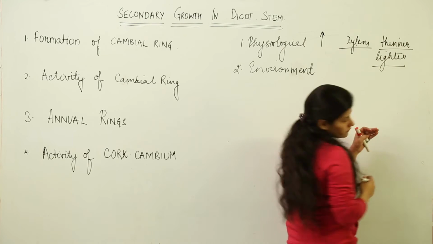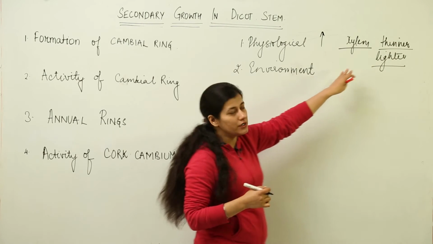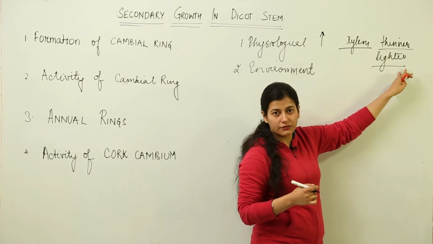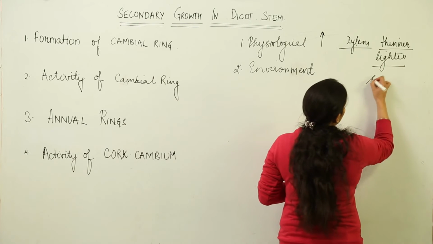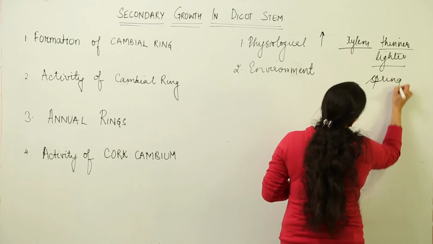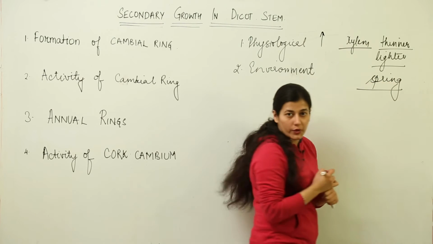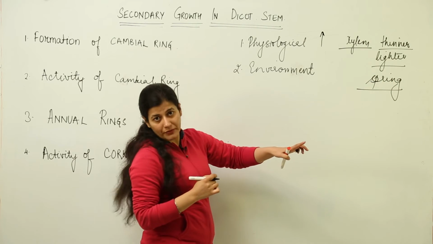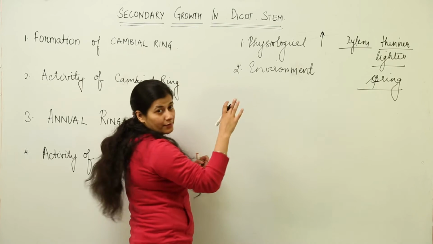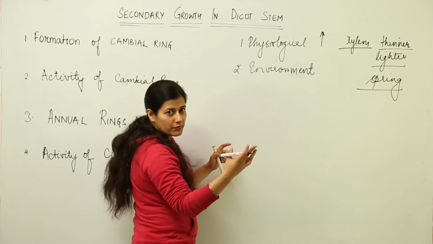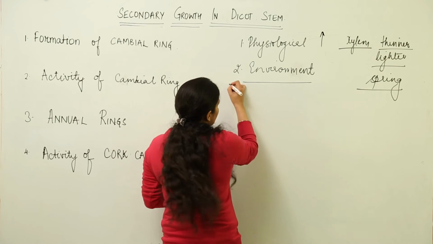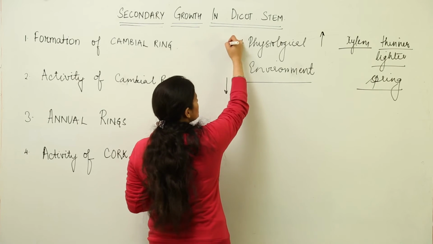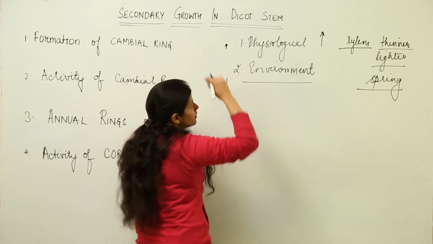Xylem with larger diameter, thinner walls and lighter in color would be formed when the climate is moderate, or I would say, let's take the time to be spring. In the opposite conditions, when the climate is not moderate, it is extreme, let's say it's winter, so the environment is not favorable.